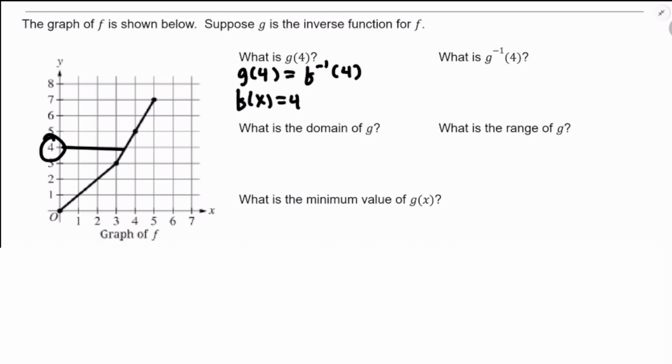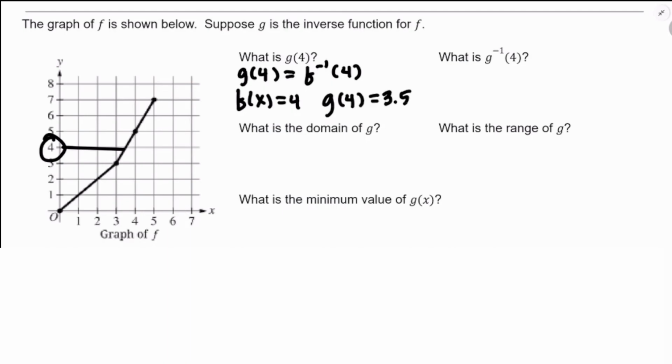Oh, goodness. That's not exactly it. But at a slope of 2 right here, we need to be able to interpolate that value in there. So we're going to say that's at x equals 3.5. And I do know that for certain. G of 4 is going to equal 3.5.